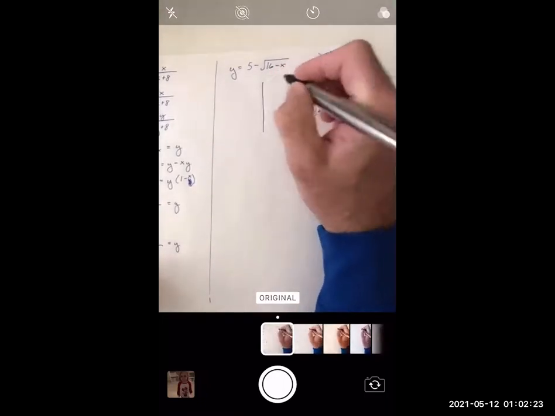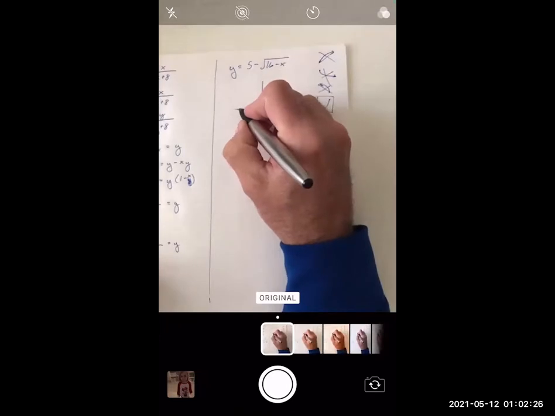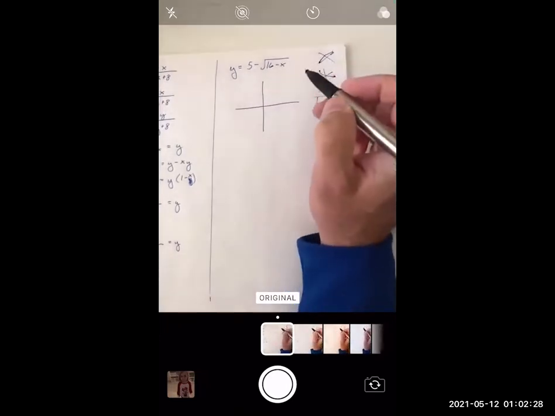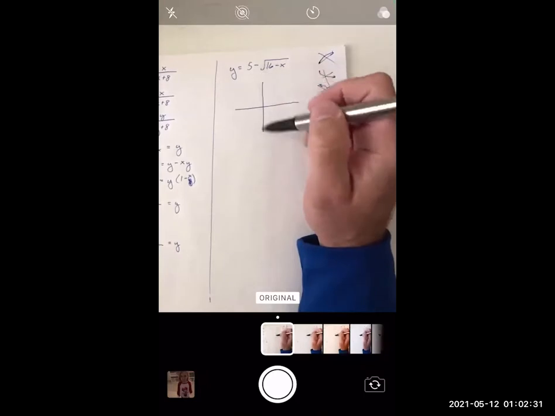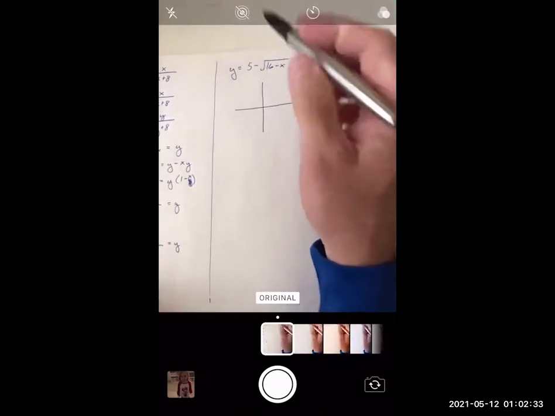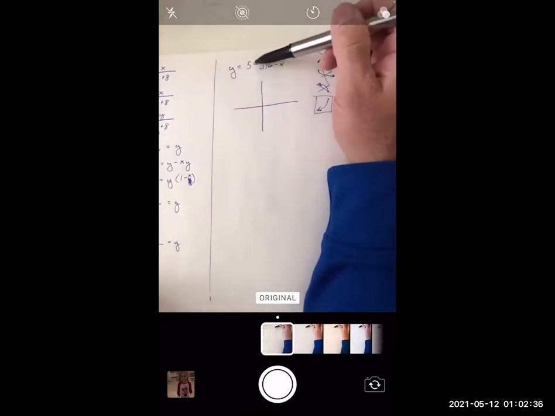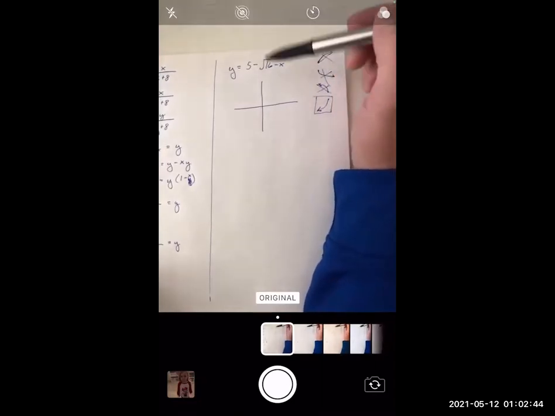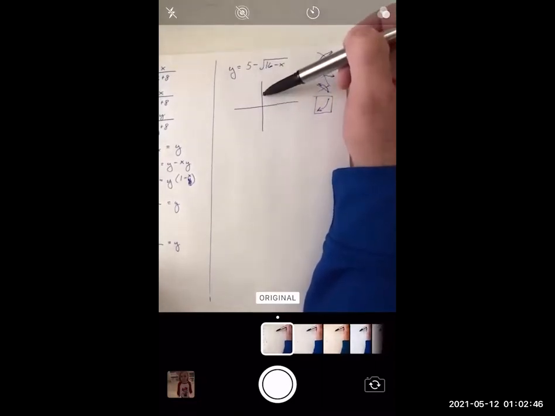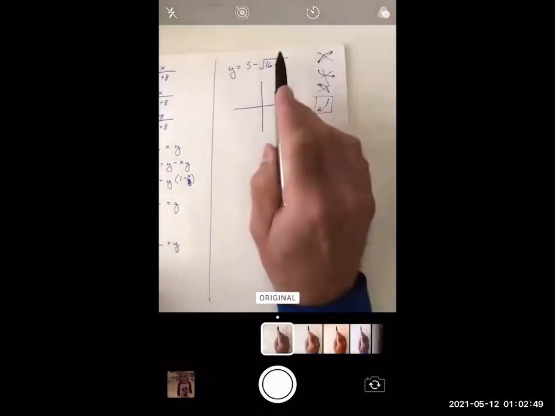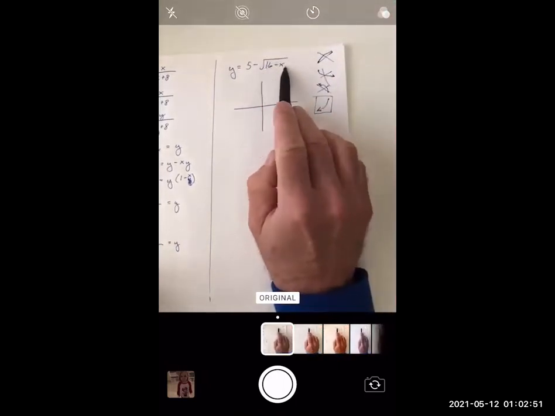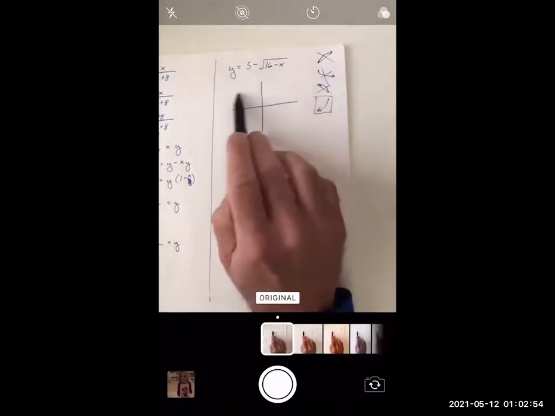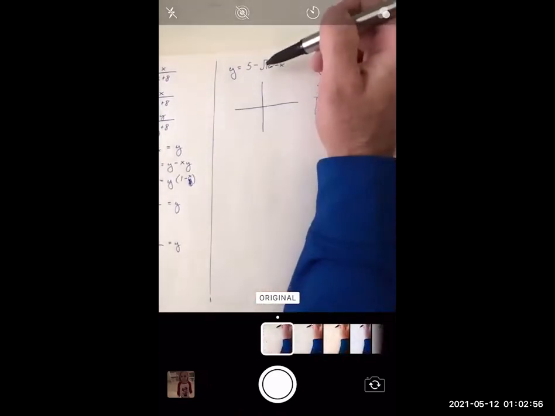Normally the graph would start at 0, 0, but it's been shifted around on the y's and also on the x's. If you have a number that's totally off on its own, not attached to an x, that's telling you how far up or down it's being shifted. Since it's a positive 5, it's going up by 5. And when there's stuff inside with the x being added or subtracted, that's going to shift it left or right. To figure out what that is, just solve for whatever makes it equal to 0.